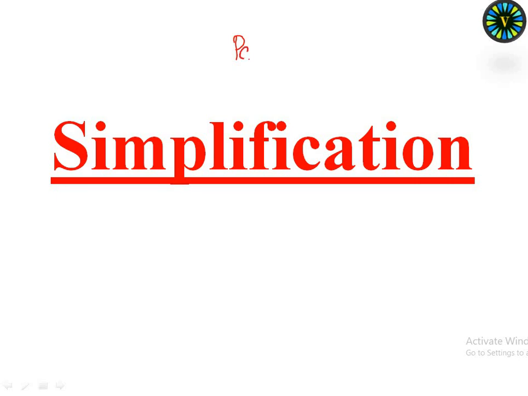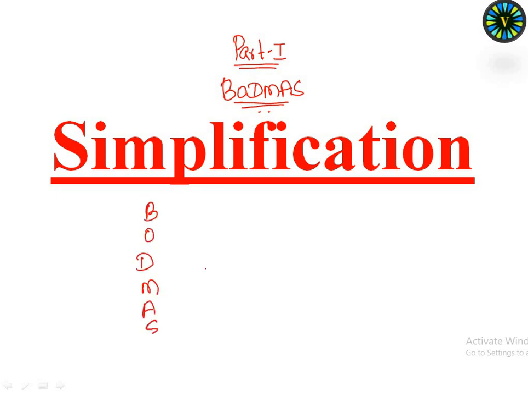This is part 1. Here I will be teaching you simplification which is based on the BODMAS rule. Before starting, I would like to explain what BODMAS means. B means brackets. Brackets are of 3 types: common bracket, flower bracket, big bracket. First we need to remove the common bracket, later the flower one, later the big bracket.